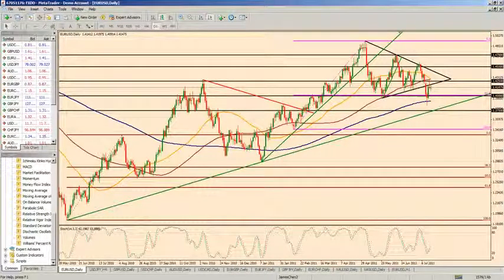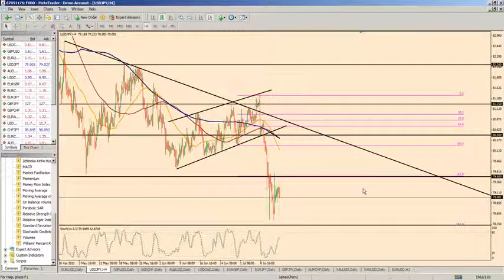But I'm looking for more downside on Euro-dollar. Okay, more of a downside correction. I'm looking for another break below 140 for a possibility for yet another targeting 137.50. But not a lot of consolidation on Euro-dollar. Not a lot of great opportunities there.